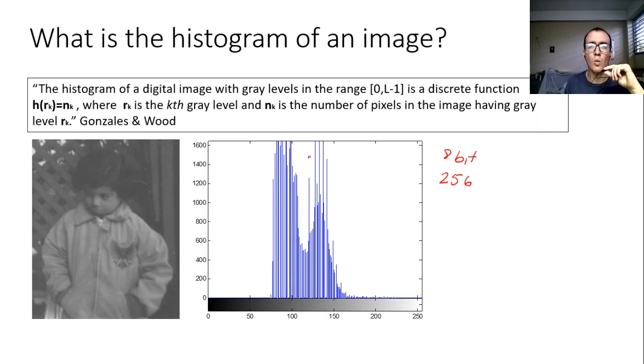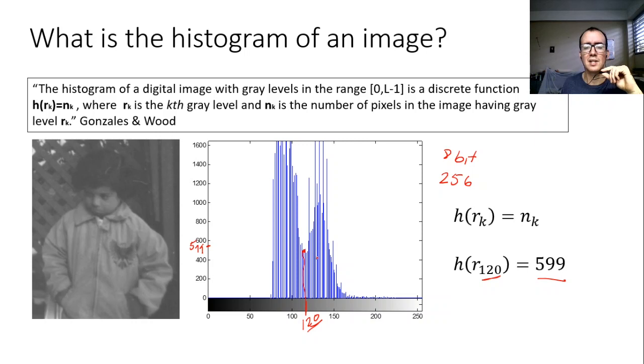Let's see an example. Let's suppose we have here the gray intensity level 120. According to this level, we have 599 pixels with this intensity. So if we graph it at this point, more or less, we are going to have 599 pixels with this intensity value. So this is a distribution of the pixels on the image. Let's see another example.